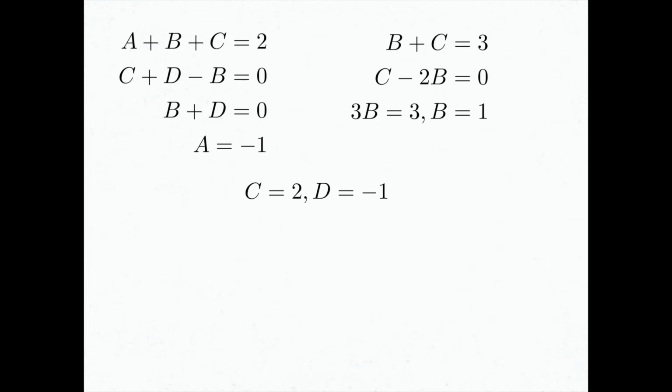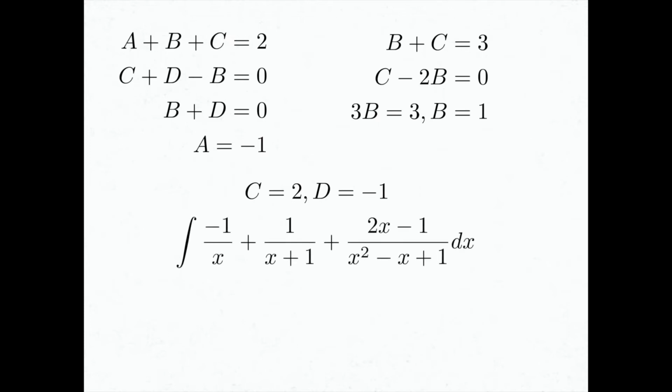Finally, we're ready to rewrite our integral. So we have the integral of -1 over x. Now we have b is 1, so we have plus 1 over x plus 1. C is 2, so we have plus 2x plus d, which is -1, so 2x minus 1, over x squared minus x plus 1 dx.